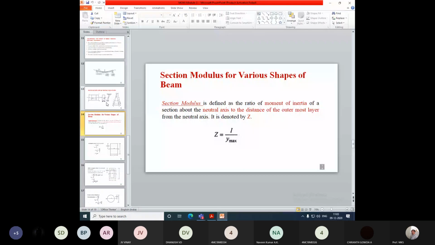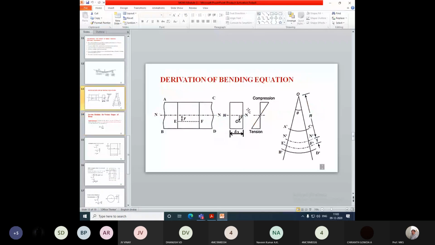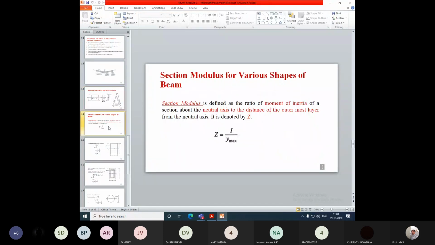Okay. So we derived the expression for a bending equation, a flexural equation, for a beam in the last class. So today we'll solve the problems on that. Before going to the problems, you need to know the equation for section modulus for various cross sections. It may be circular, rectangular, or hollow cylinder.